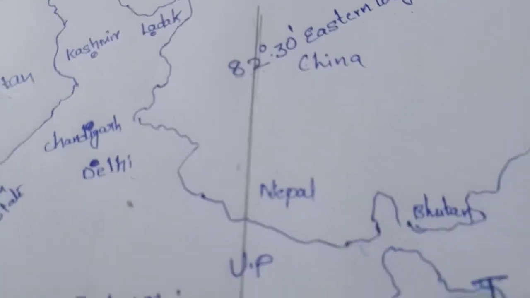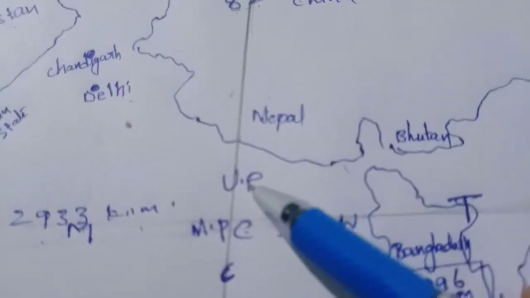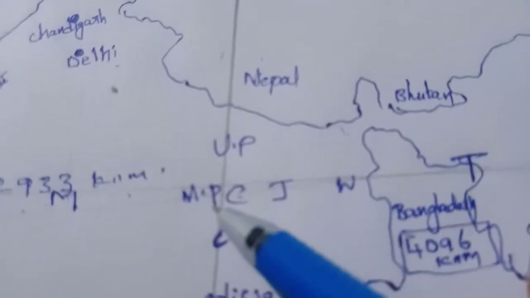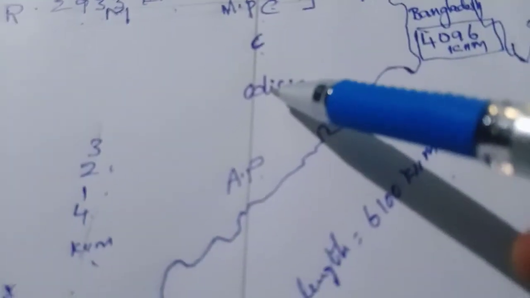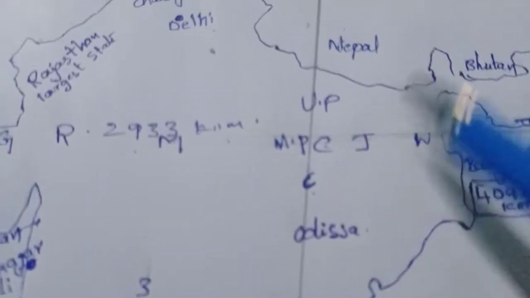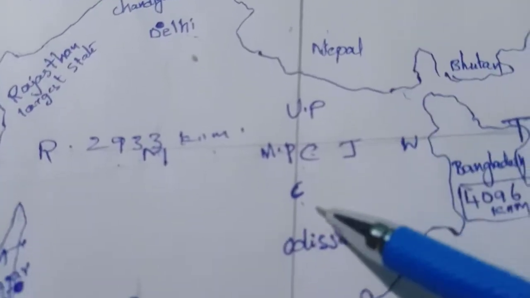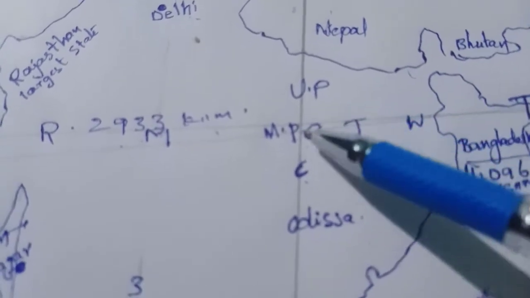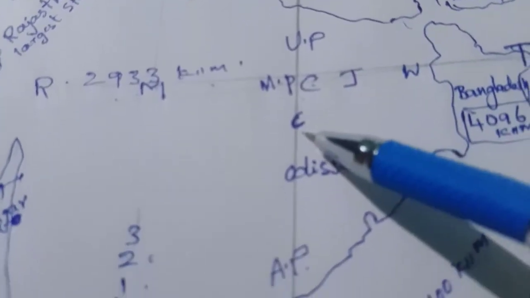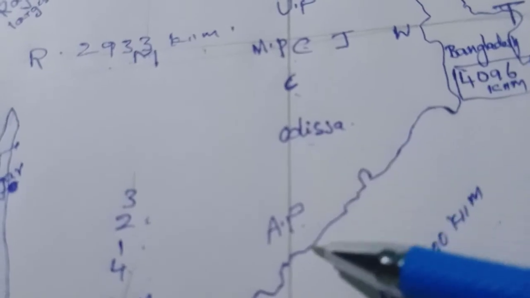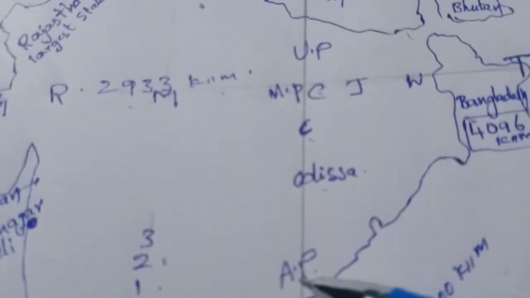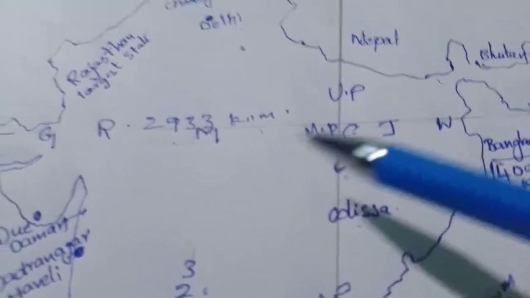It is passing through 5 states. Let's see. Uttar Pradesh, Madhya Pradesh, Chhattisgarh, Odisha and Andhra Pradesh. So Indian Standard Time is passing through 5 states. Uttar Pradesh, Madhya Pradesh, Chhattisgarh, Odisha and Andhra Pradesh. It is very important. Note down.